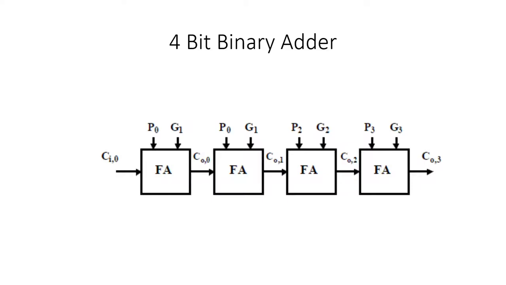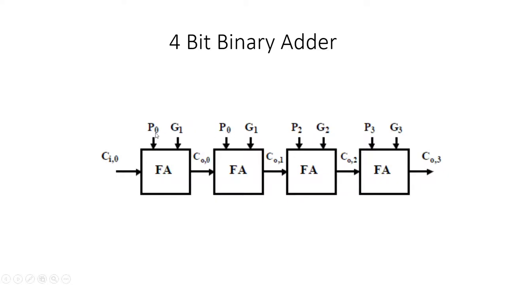Okay, in this video we see the further analysis of this 4-bit binary adder. So this is the implementation of a 4-bit binary adder using 4 full adders. The inputs to this particular full adder are coming from Cin and P0 G0. Of course, this is actually P0 G0, and then it is P1 G1, and then P2 G2, and P3 G3. So make sure that this is G0 and this is P1.